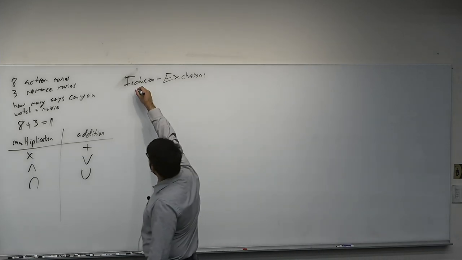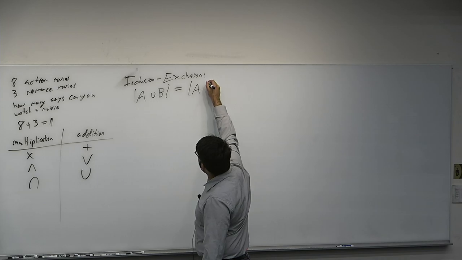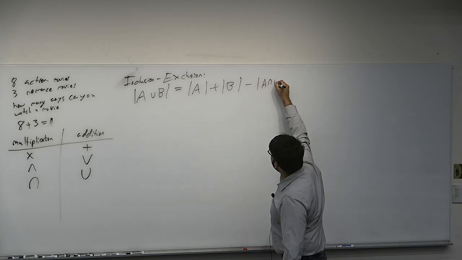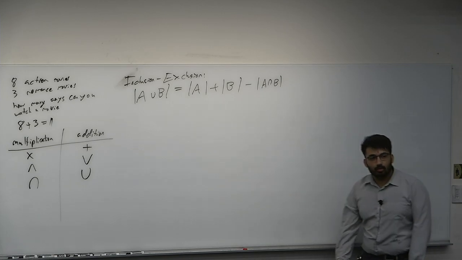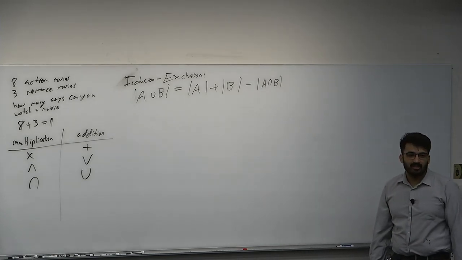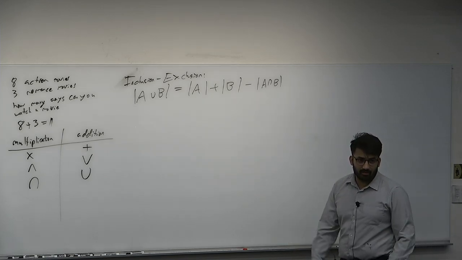The cardinality of A union B is equal to the cardinality of A plus the cardinality of B minus the cardinality of the intersection of A and B. Basically, the proof was that when you count A and B, you sort of double count everything in the intersection. So you need to subtract the intersection off one time. So you're not double counting it, you're single counting it.